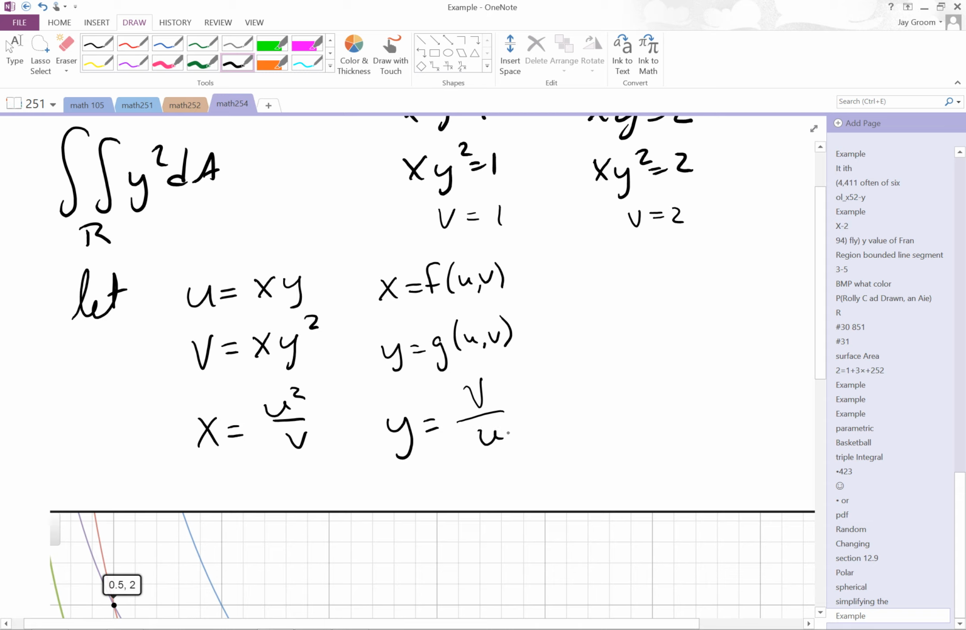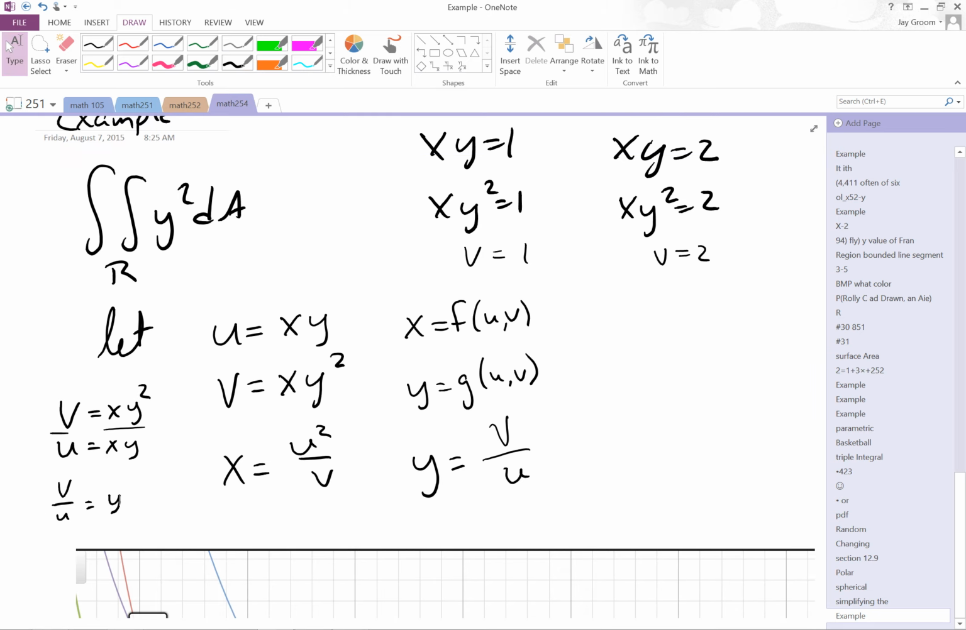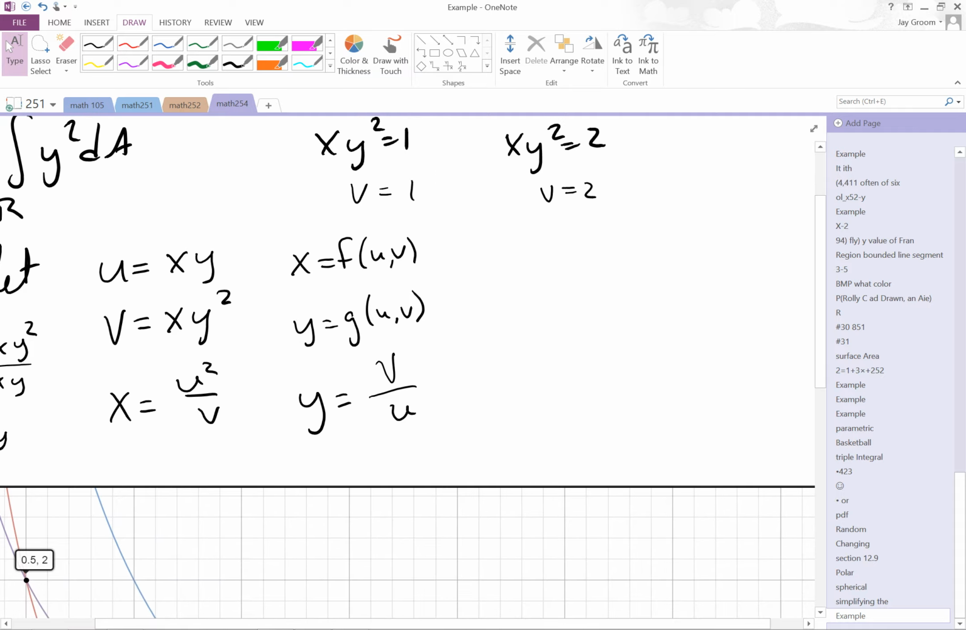Okay. Now there's ways to do that. I mean, like this one isn't too bad because if I wrote it like this and you divided both sides by each other, you get v over u is equal to y, right? This one isn't horrible, but it's not great either. If you plug that back into here and then solve for x, you can find what x is. They're not terrible to do by hand. It's just not a lot of fun.